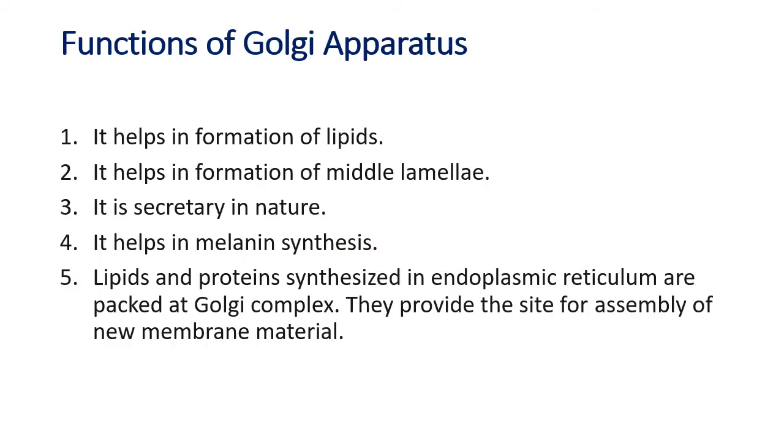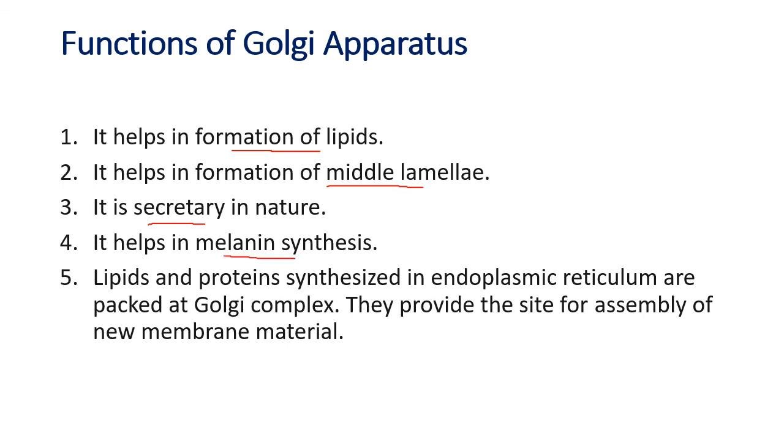So what are the functions the Golgi apparatus does? Why is it important to the cell? The first thing, the formation of lipids, the fats. So Golgi apparatus is a stack-like structure. The incoming vesicles bring things in, but the Golgi apparatus forms the lipids, and it is carried out by the outgoing vesicles. It helps in the formation of middle lamellae. Okay, it is secretory in nature. Secretory means it secretes different kinds of enzymes and hormones. It helps in melanin synthesis.